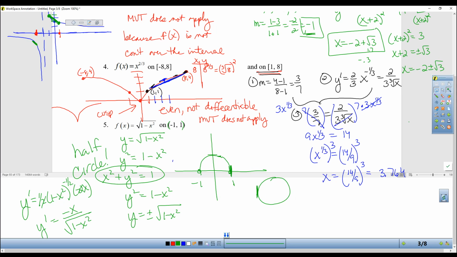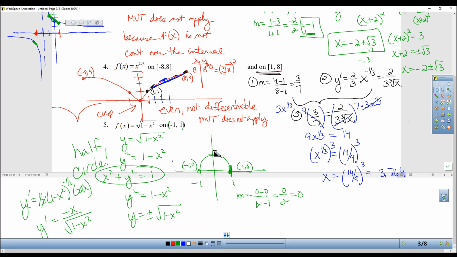But does that mean that the mean value theorem doesn't apply? Not at all, because they didn't choose to include that. They wanted to stick to it's differentiable on the interval. So it is differentiable, and we can figure out the slope. I mean, we could do it the long way with the formula. 1, 0, -1, 0. The slope would be 0 minus 0 over 1 minus -1.